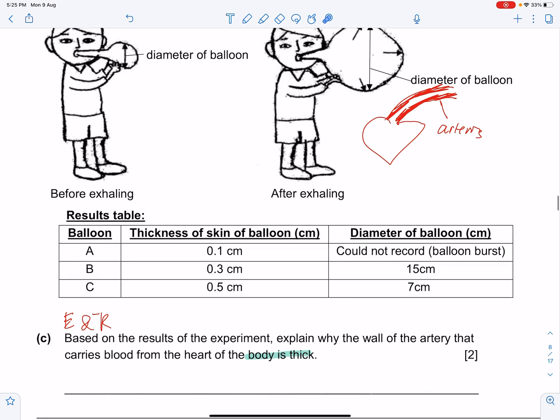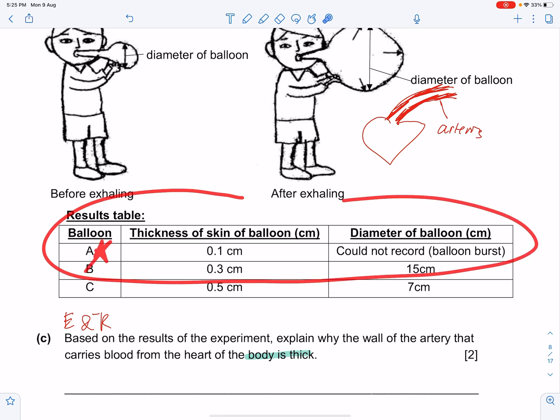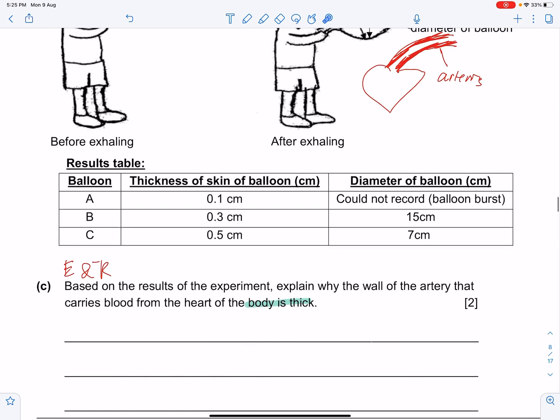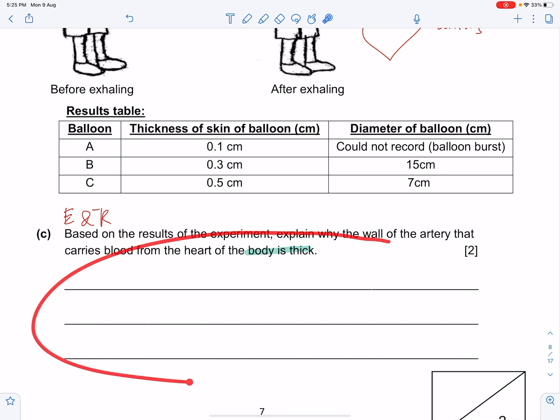So what this experiment does is that it actually exemplifies for you that when you have a very thin diameter or thickness, it will burst. And that was what will happen to your artery if it's experiencing high pressure and it's very thin. So the challenge now is to actually place your understanding into a written form.